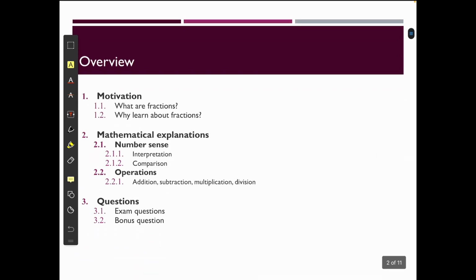So here's the overview of what we'll be doing today. We'll first go through the motivation behind what we'll be learning, the mathematical explanations behind fractions, and some questions at the end.